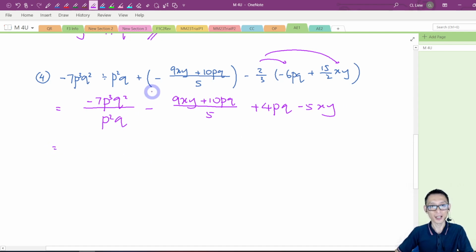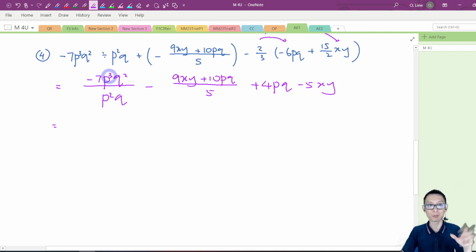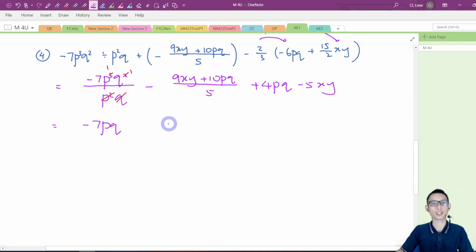Okay, so the next step, you need to be more careful here. What I'm going to do here is to simplify and break this algebraic term into two terms because they are sharing the same denominator, which is 5. But because you have a negative sign here, you need to be extra careful. Now p squared cancel this, you have 1 over here. Okay, now this is negative 7pq, negative 7pq.